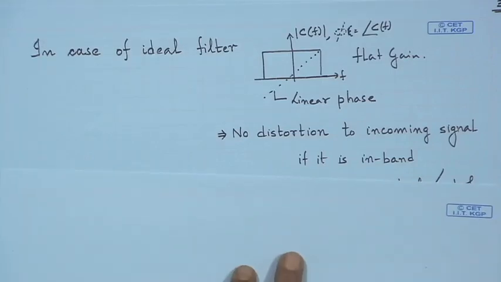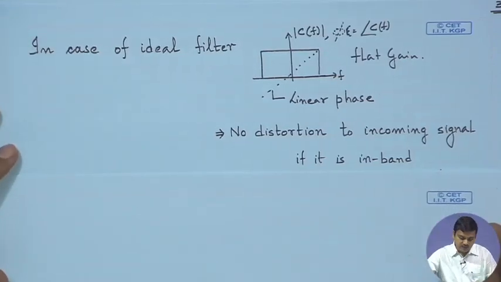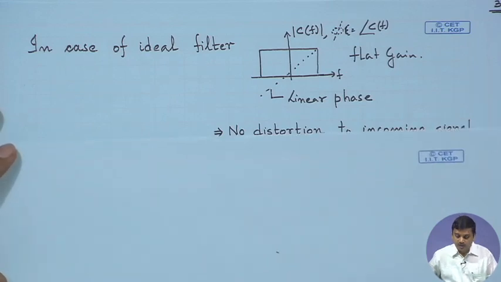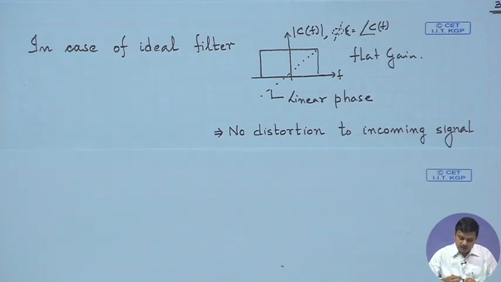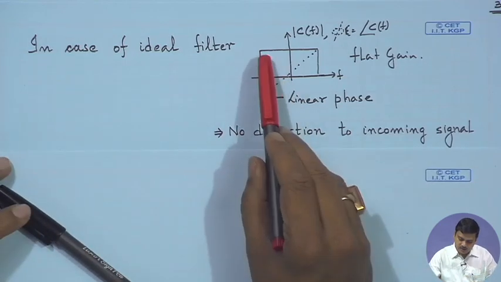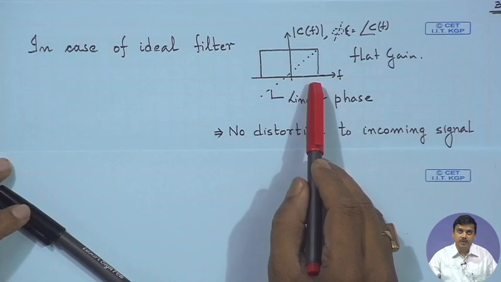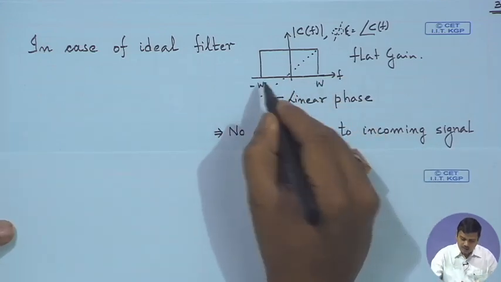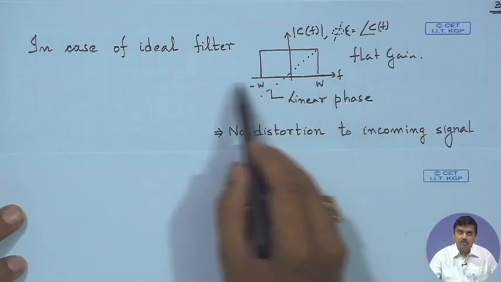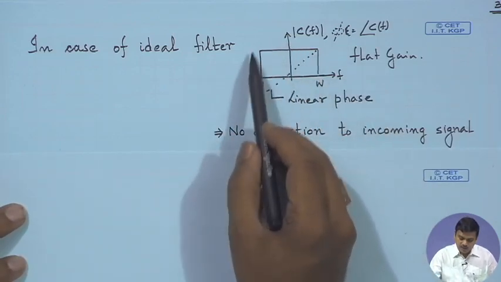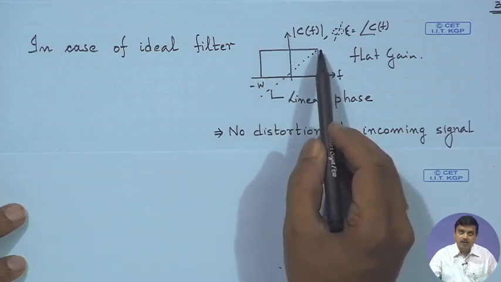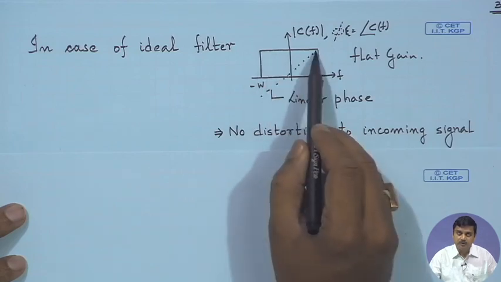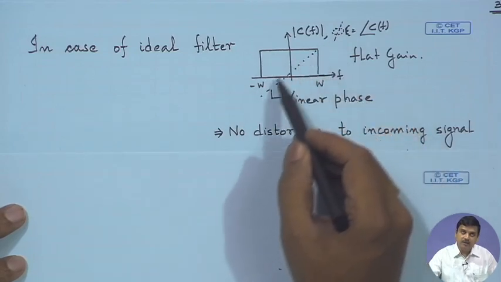So, in case of an ideal filter, let us start with the ideal filter, because that is the simplest thing that we can begin with. Here the channel amplitude is flat over the desired frequency, that is W, and we have stated previously that beyond W it is 0. So, the channel, not the pulse, the channel is said to be 1, which is ideal, that means no amplitude distortion, and there is linearity of phase.